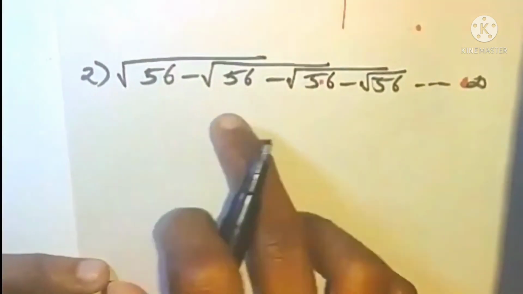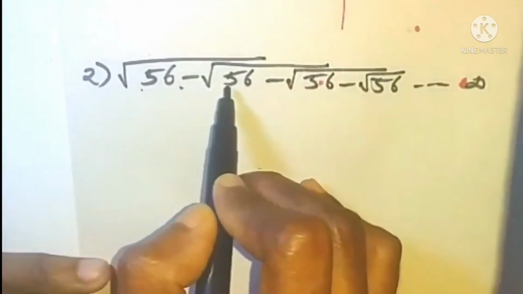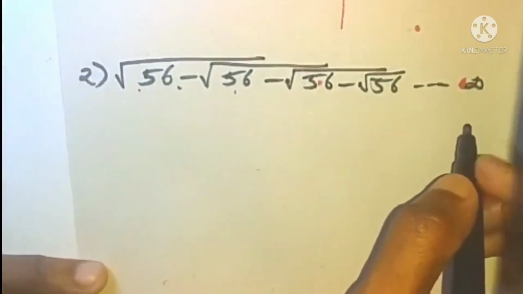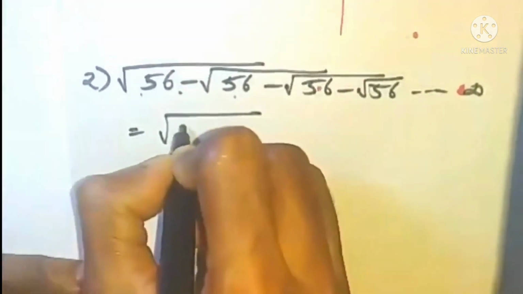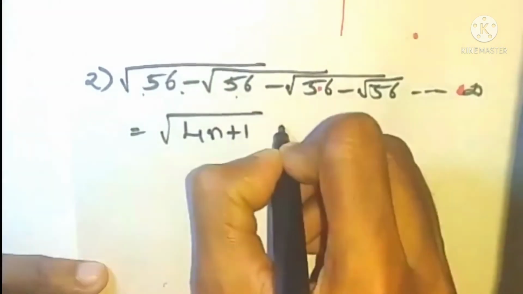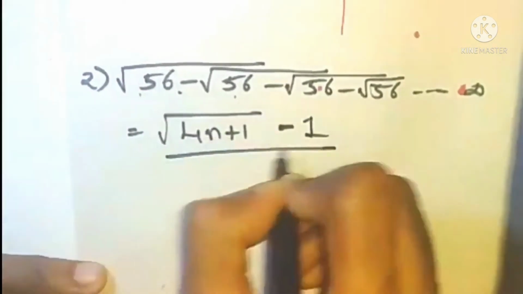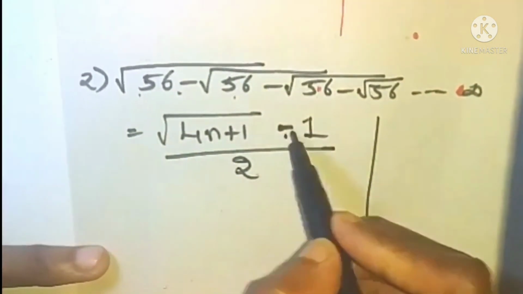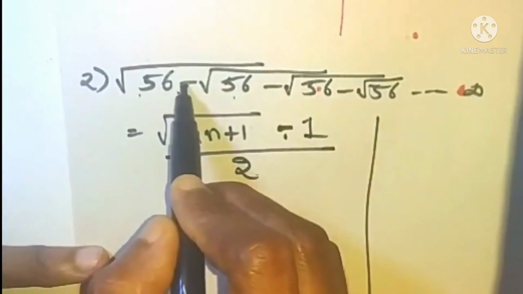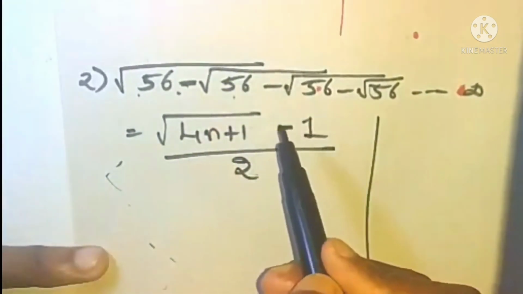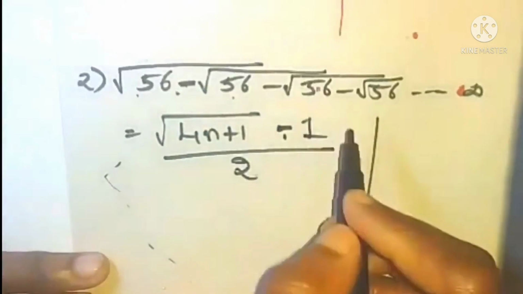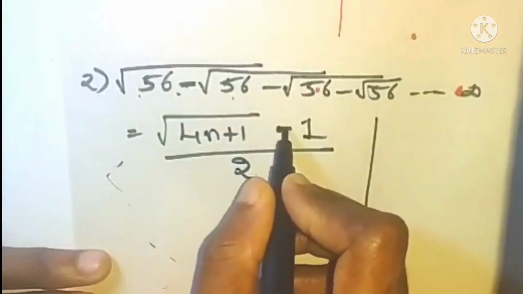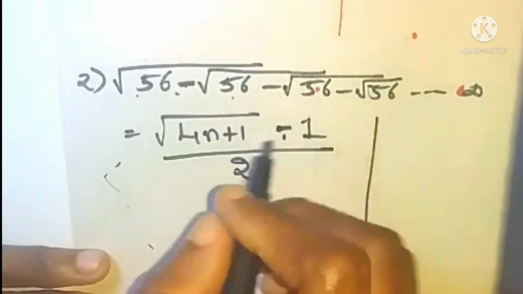Now this is one more problem, like under root 56 minus under root 56 minus under root 56, going on like this through infinity. We already had a formula: root of 4n plus 1, minus 1, divided by 2. So you'll get a doubt here. Why am I taking minus here? Because in the question itself it is minus. That's why I'm taking minus. In the previous problem I had taken plus, because in the question there is plus. So it depends upon the question. Here the sign of minus and plus changes.